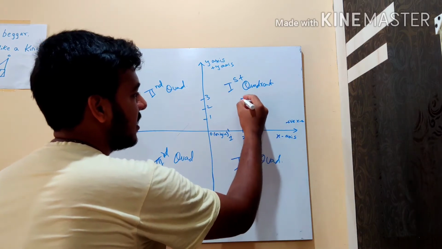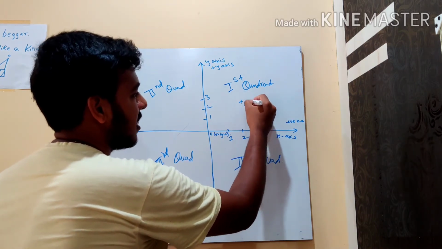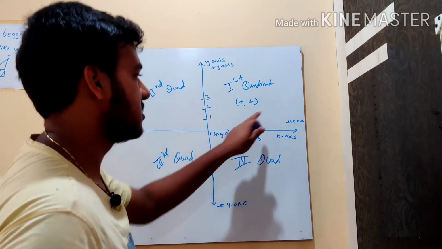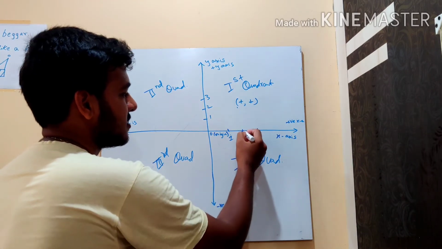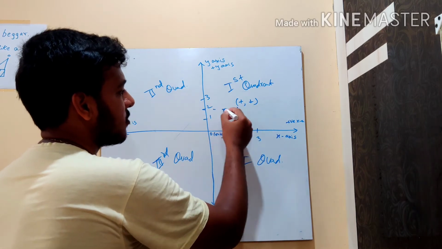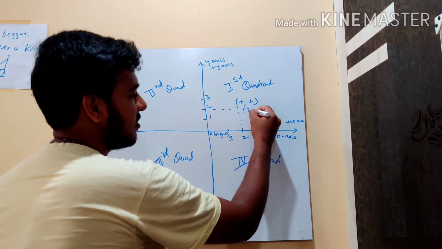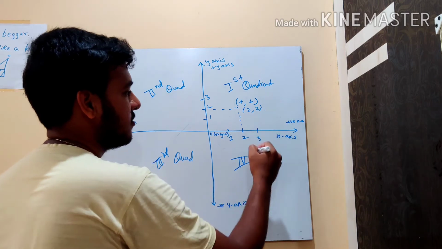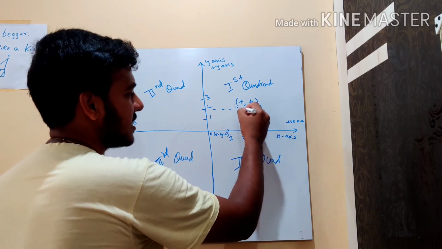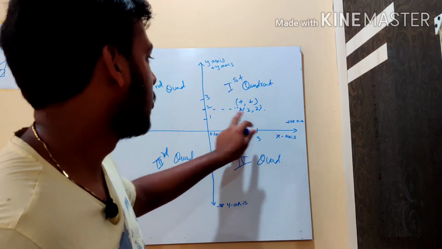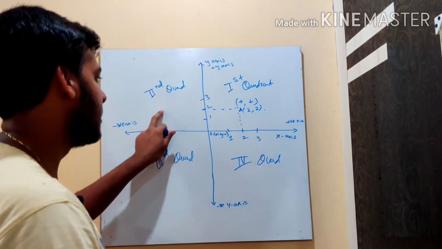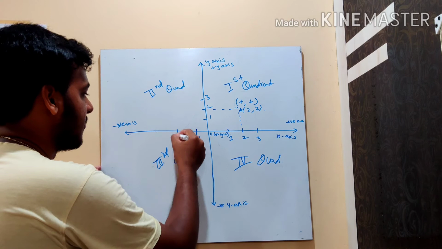the points are positive and positive over here. If I locate a point over here, that is 2, 2. So this point will be positive 2, positive 2. I will name the point A. So A we denote as (2, 2), and in here it is the negative.